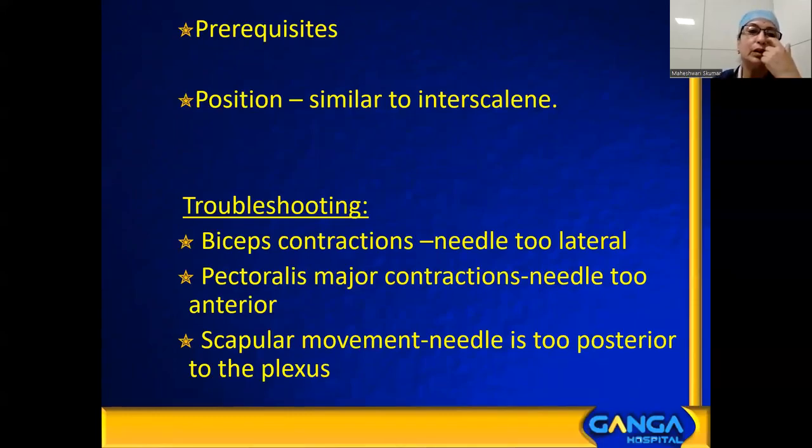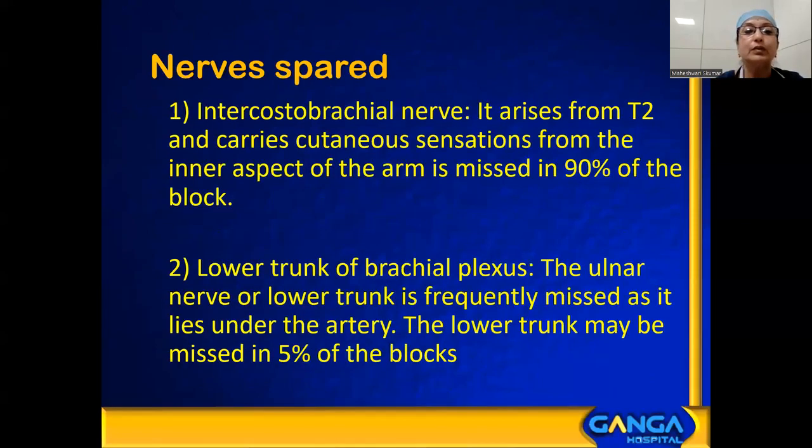Now coming to how you do it. The position is similar to interscalene. The only thing we have to remember while doing the subclavian perivascular block is that if we get only biceps contraction, then the needle is too lateral. If we get only pectoralis major, then the needle is too anterior. And if we get a scapular movement, then the needle is too posterior. So the best end motor response which we should get will be the posterior cord response, which is the extension of the hand or the finger movements.